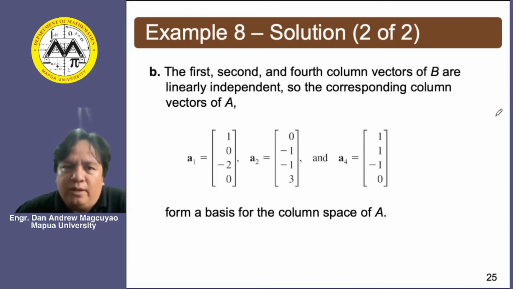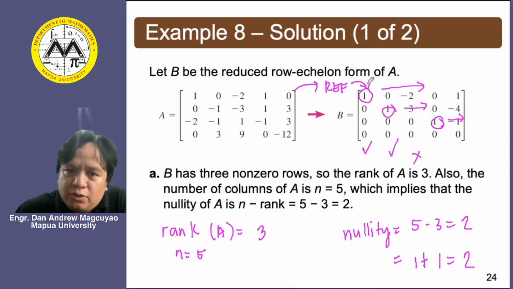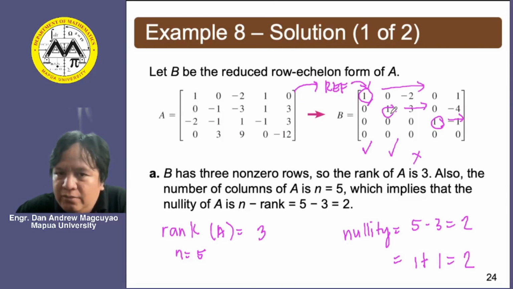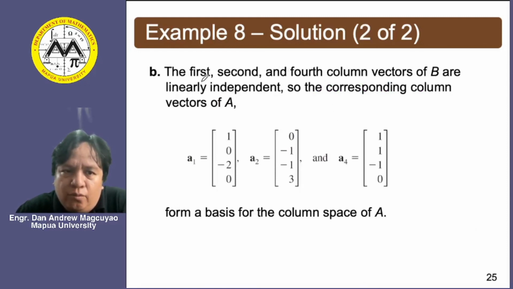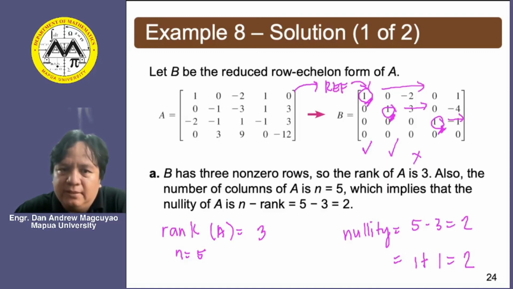Now, going back to the row space, the first, second, and fourth column vectors are linearly independent, so that the corresponding column vectors of A form a basis for the column space. The leading ones form independent vectors. So that would be column 1, column 2, and column 4. So the first, second, and fourth column vectors of A are linearly independent.